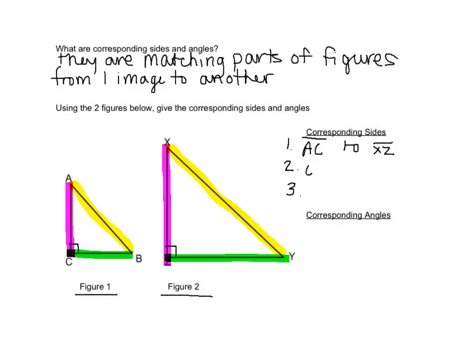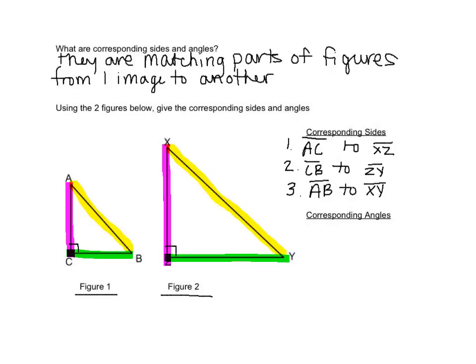I have CB, and I've got to make sure it's side. That's going to correspond to side ZY. Then my last one, I have AB. That corresponds to XY. And if you notice in my list, I always went from figure 1 to figure 2. You want to make sure that you are consistent in that way.